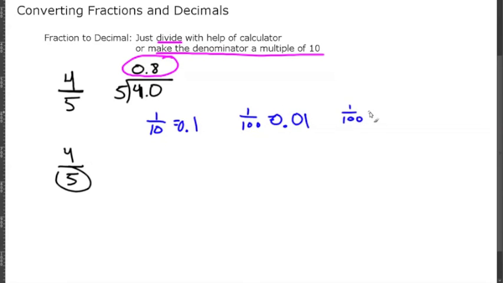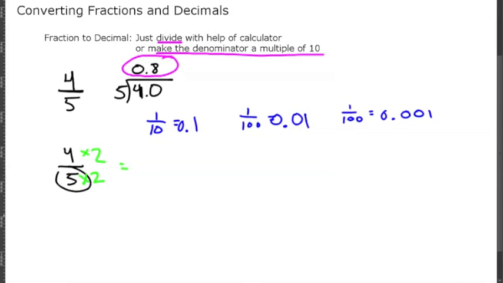1/1000th is equal to 0.001. That's why it's good to get familiar with pronouncing decimals correctly, because it helps you write them in fraction form. So with that being said, we need to get this 5 into a multiple of 10. Now, luckily for us, 5 goes into 10 easily and quickly. We just have to multiply it by 2. So whatever we do to the bottom, we're going to do to the top.